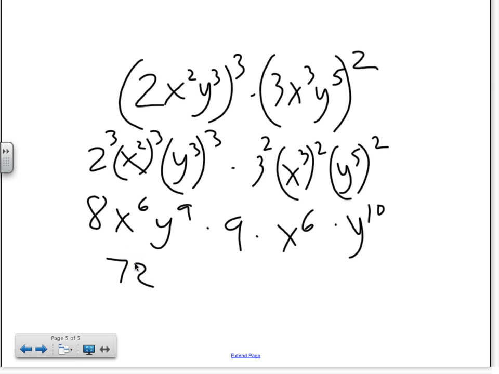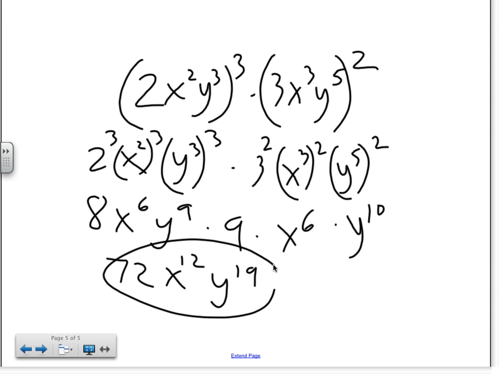X to the 6: here I have 6 of x, and I have another 6 of x. How many of them do we have? 12. X to the 12. See, it looks like we're adding, but technically we're still multiplying the whole thing: x times x times x, 12 times. So please don't get confused there. Okay, what about the y? 19. And that's how we clean up this big mess.